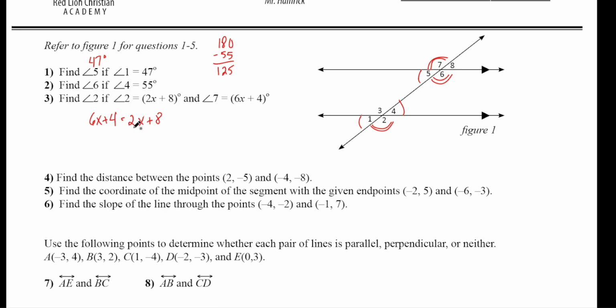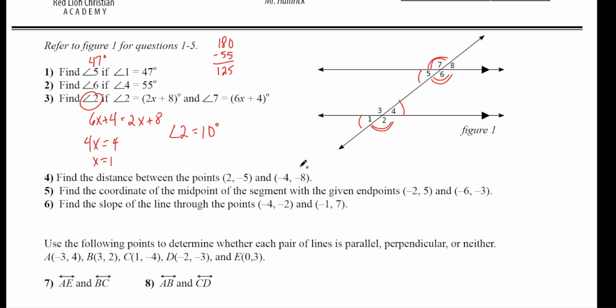Let's get x by itself. Subtract 2x from both sides, we get what? 4x. Subtract a 4 from both sides, we get 4. Divide by 4, we get 1. Is that my answer, though? No, they asked for angle 2, all right? But you need to know what x is. So 2 times 1 is 2 plus 8 is 10. So what's angle 2? It's 10 degrees. Make sense? Yeah. All right.